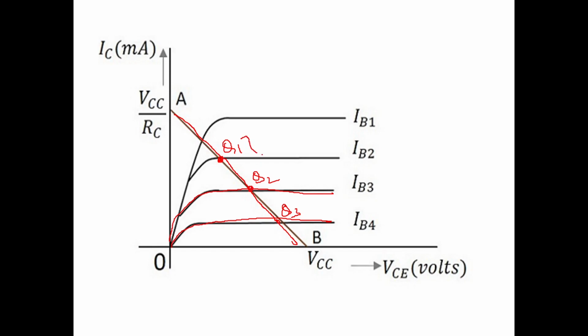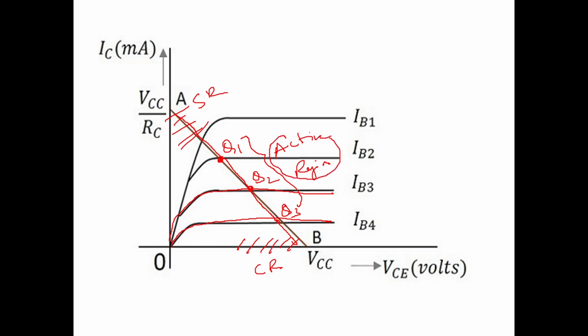All these are in the active region, because here you have the saturation region, and here you have the cutoff region. We don't want to operate the transistor in saturation or cutoff if I want to use it as an amplifier. For the application of amplifier, I want to use it in the active region.